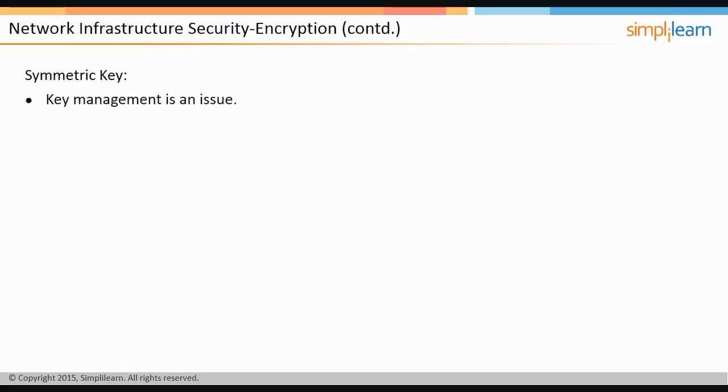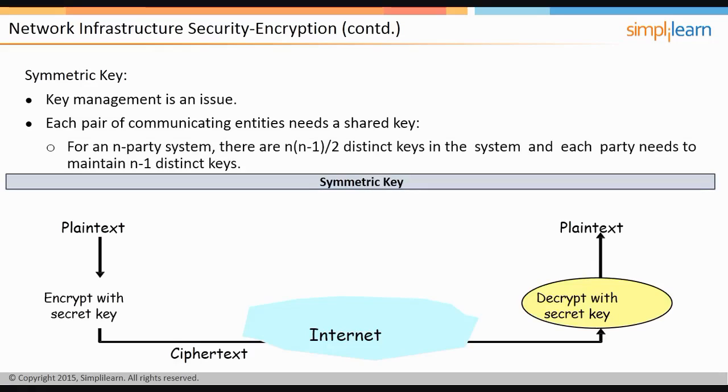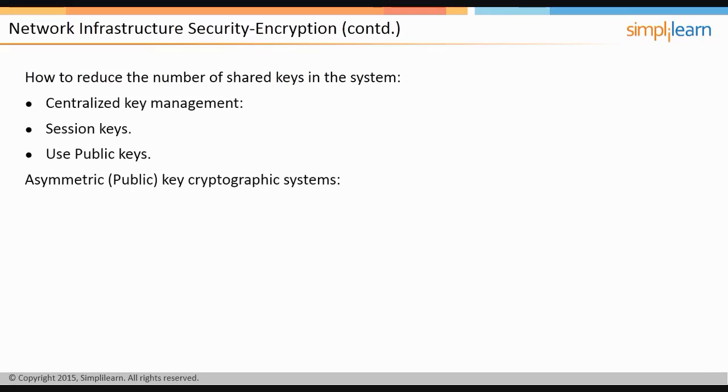Key management is an issue. Each pair of communicating entities needs a shared key. For an n-party system, there are n(n-1)/2 distinct keys in the system, and each party needs to maintain n-1 distinct keys. How to reduce the number of shared keys in the system? Centralized key management. Session keys. Use public keys. Asymmetric public key cryptographic systems.